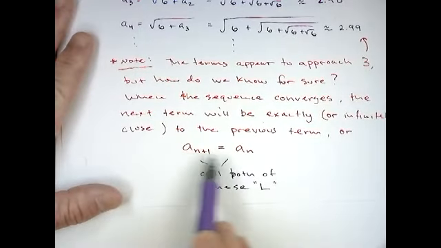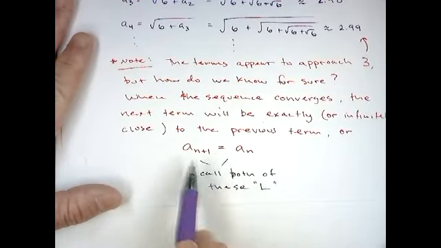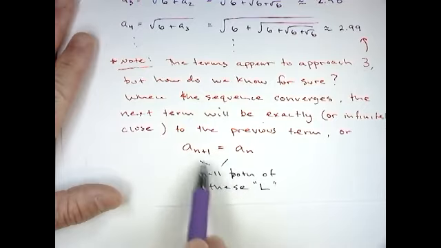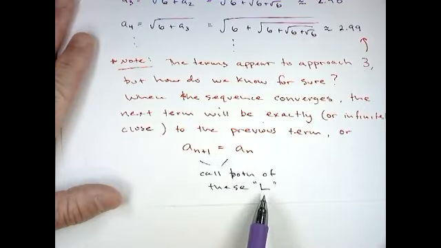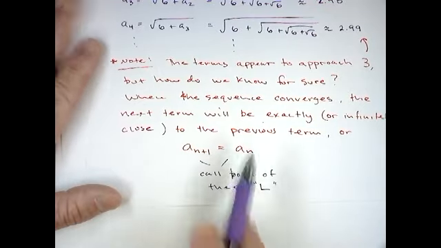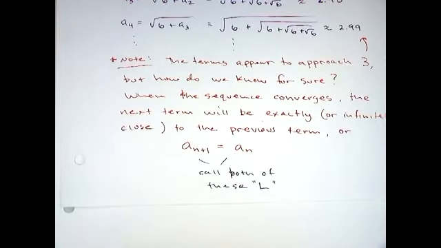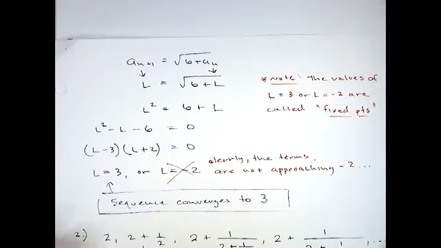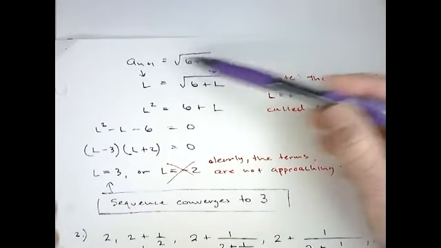So when a sub n plus 1 equals a sub n, then we know that we've probably found the point where the sequence converges. And so the trick to finding that is we're going to call both of those, I like to use L. In our formula for our sequence, we're going to replace a sub n plus 1 and a sub n both with L. So here's what that looks like. Okay, so there's our sequence.